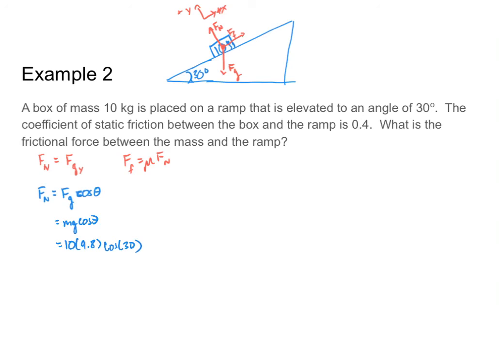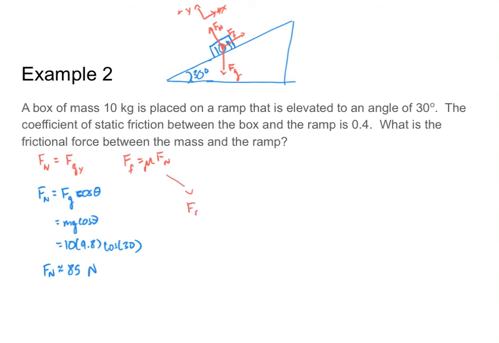And I know that my normal force is positive while my gravitational force is negative, because my gravitational force is pointing in the negative direction and my normal force is pointing in the y direction. So I can see that in my picture. So this means that my normal force is approximately 85 newtons. And now I am ready to find my frictional force.